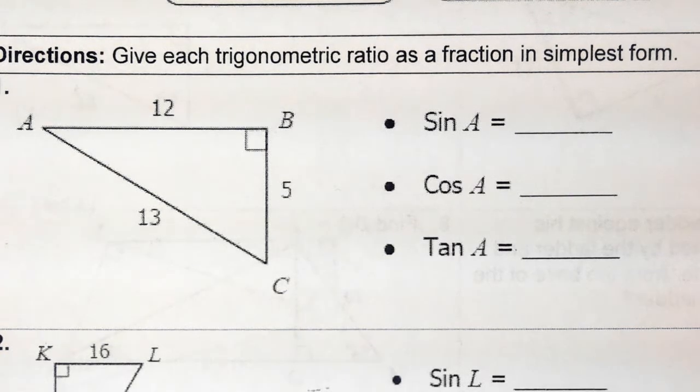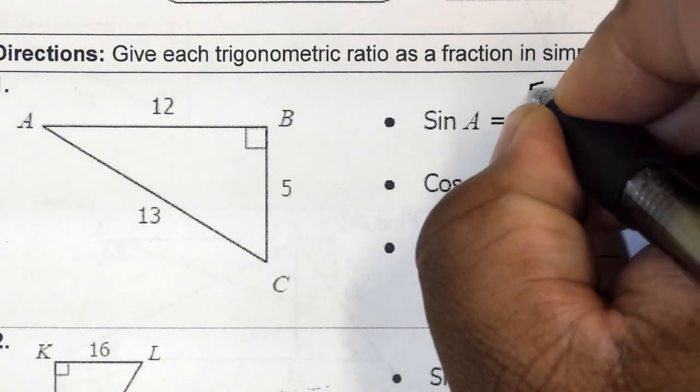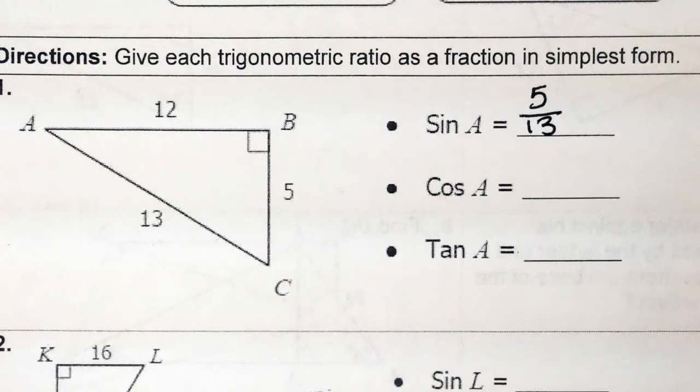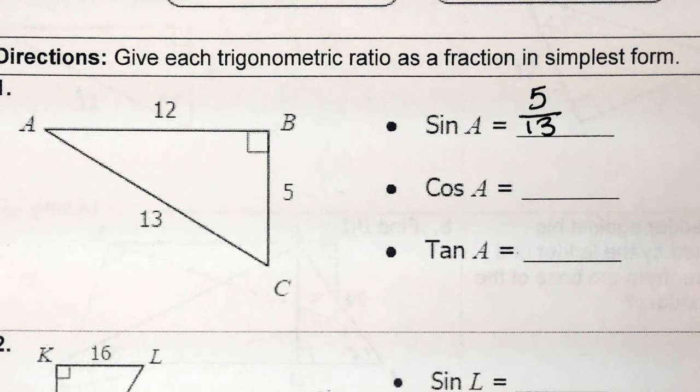Pay attention. Joey, let's go. Sine for angle A. Joey, let's roll, man. What's the ratio? Is it 5 over 3? 5 over 13. Can you reduce that, Joey?